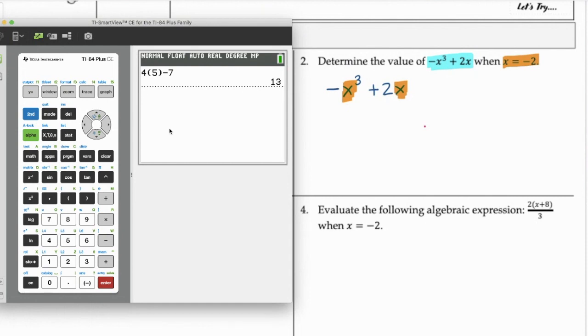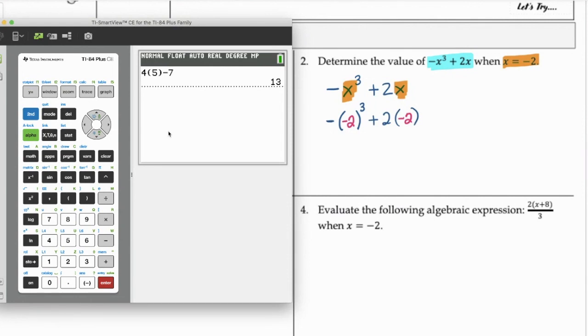I have 2 of them. And what I'm going to do is rewrite everything, but change those x's. So I have negative 1 times x to the third power. But what is x? X is negative 2, plus 2 times x. Again, what is x? X is negative 2. So the first thing you always want to do is replace all of your variables. Now, if you have a calculator, all you're going to do is input this on the calculator. If you don't, you will have to definitely use order of operations, and this is a tricky one.